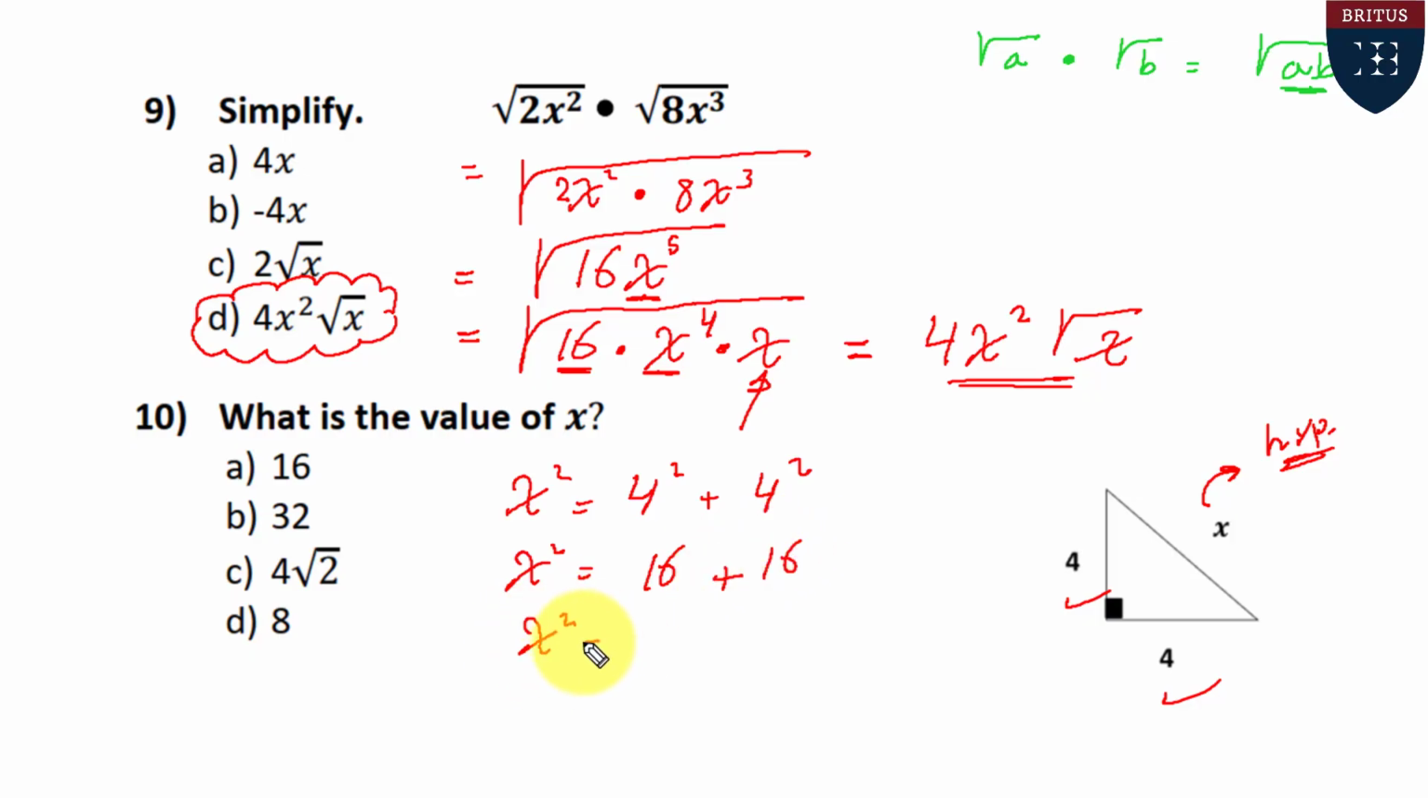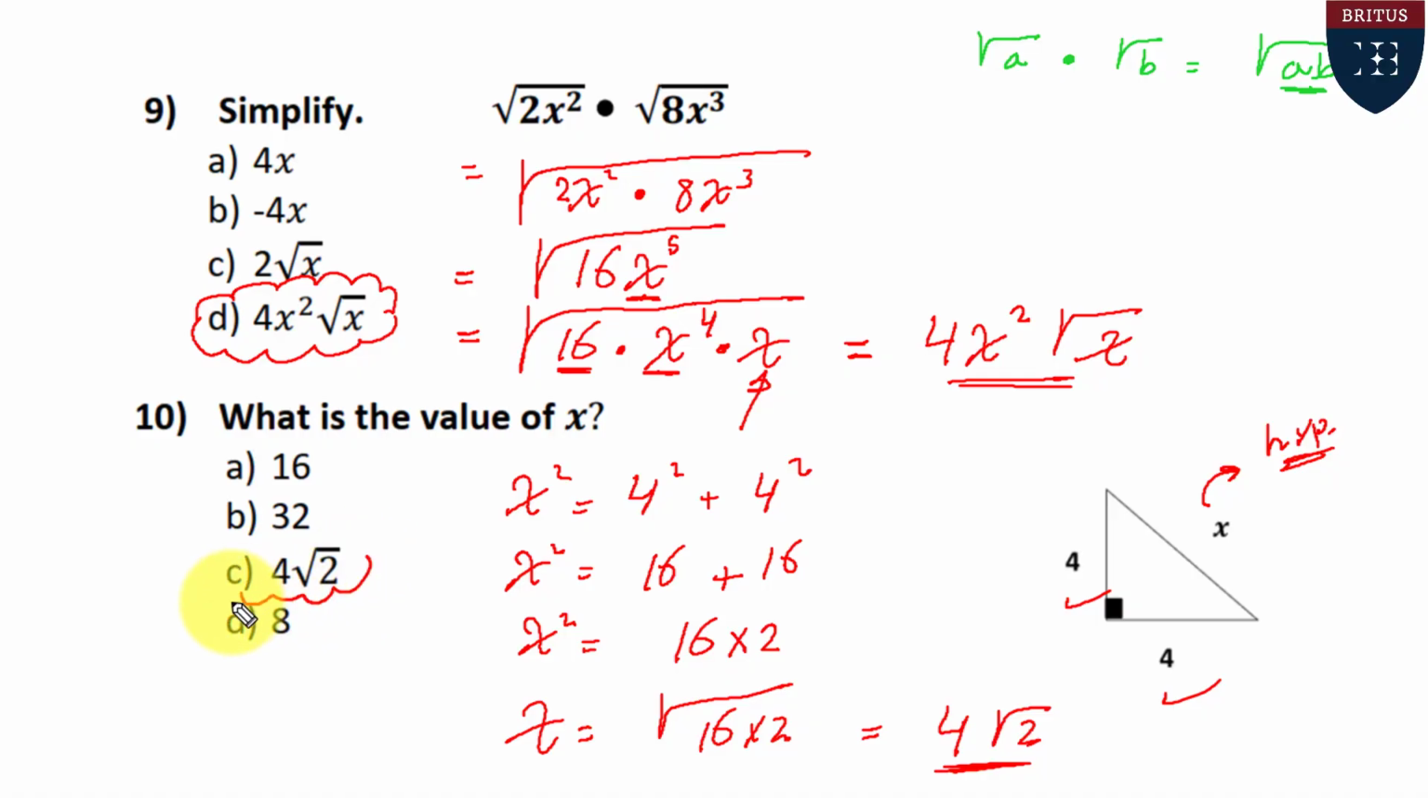Now x squared is equal to 16 plus 16. We can write it as 16 times 2. To find the value of x, just take the square root. We get x equals root 16 times 2. Now, root 16 is what? It is 4, so we get 4 root 2. Just simplify the expression. Now, the answer is 4 root 2.